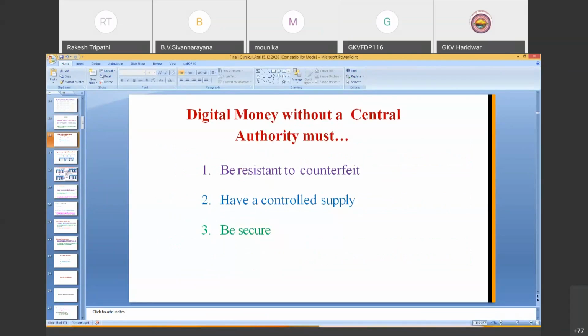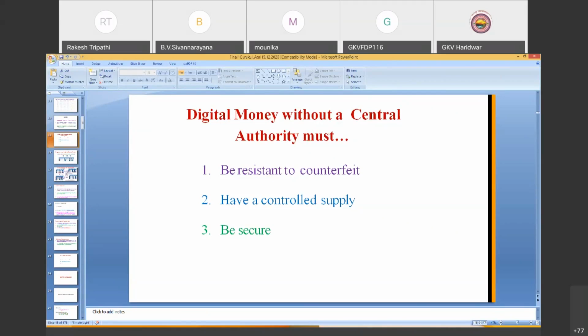So for any digital money without a central authority, what do you expect it to be? Before designing the first cryptocurrency, what do you expect out of any cryptocurrency? In our fiat currency, like paper note currency, what is the biggest issue? Fake currency. The same thing might pop up in our cryptocurrency. So it has to be resistant to counterfeit currency. And there should be an algorithm, a controlled supply of currency.